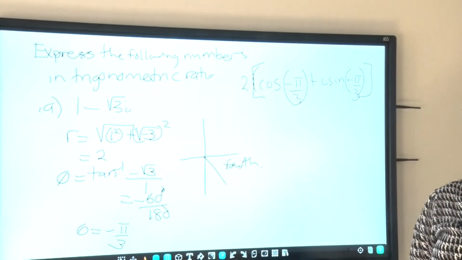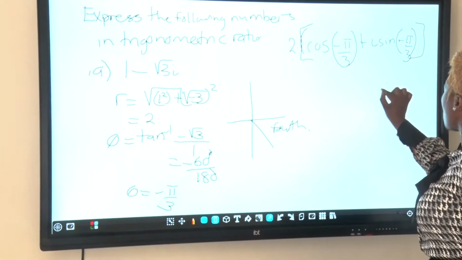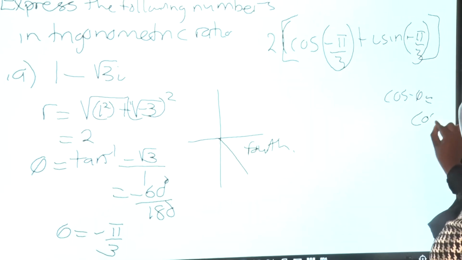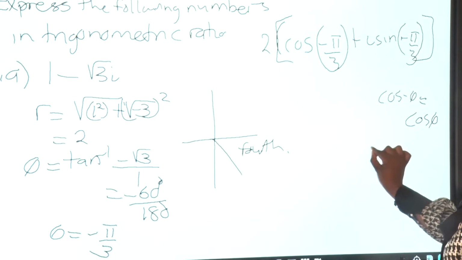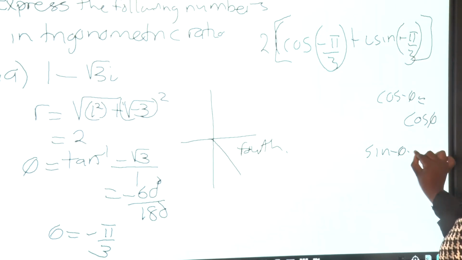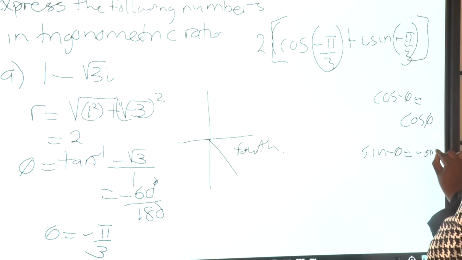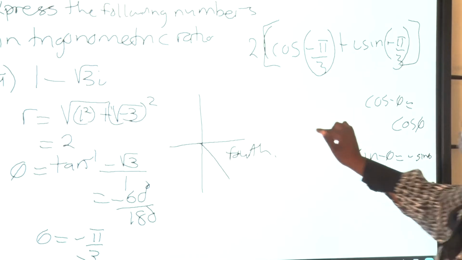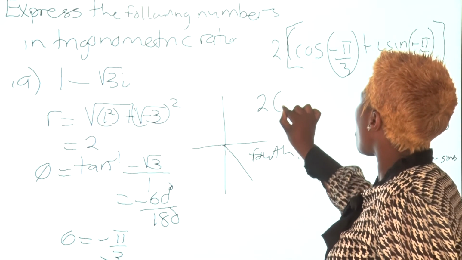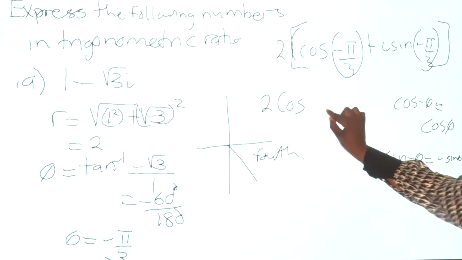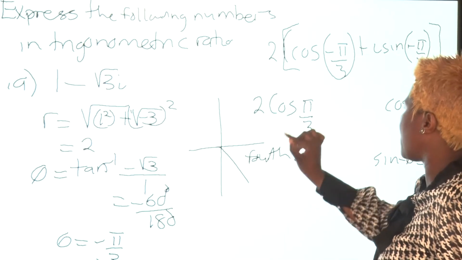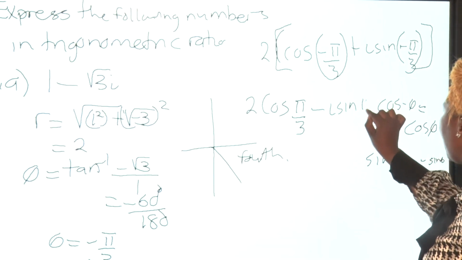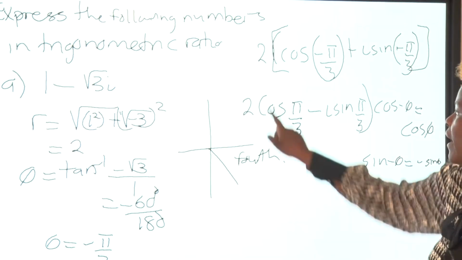But we are told that in trigonometrical ratios, cos of minus theta is the same as cos theta, and sine of minus theta is the same as minus sine theta. So let's rewrite this considering this. Our final answer will be 2 cos, where there is a negative there, we put a positive, and it becomes pi over 3 minus i sine pi over 3. That's our final answer.